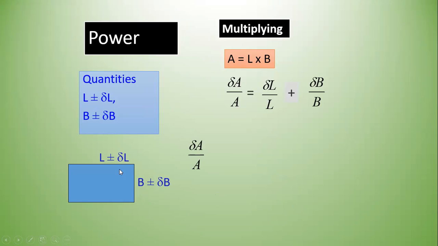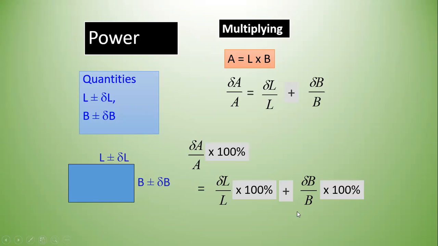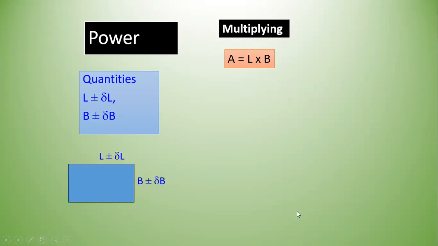Example, this one. Area of a rectangle, L times B. Delta L or delta B, sorry. The fractional error in A equals the fractional error in L plus the fractional error in B. Or as I said, you multiply by 100, then you call it percentage uncertainty. Percentage error, you add the percentage errors.